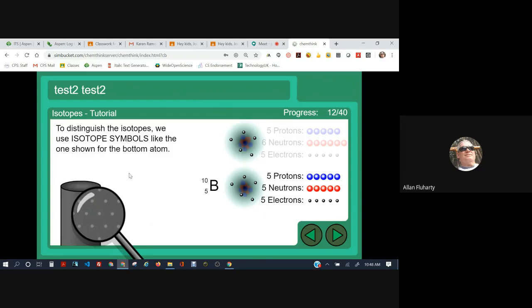To distinguish the isotopes, we use isotope symbols like the one shown at the bottom. So here you can see that on the top left of the capital B, the chemical symbol for boron, there's a 10, and that's the mass. It's how many protons plus neutrons. On the bottom left is a 5, and that's the atomic number. We also use letters to indicate these. The top would be an A, and the bottom would be a Z. You'll see that also.